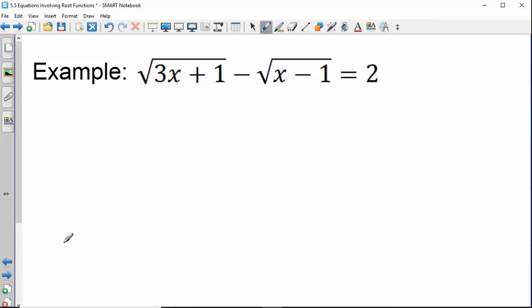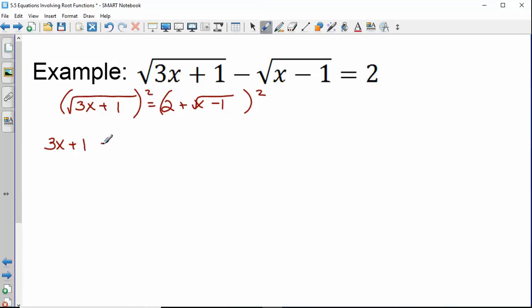So first step, and then square. So on the left, the square root and the square cancel. On the right, you have to FOIL.